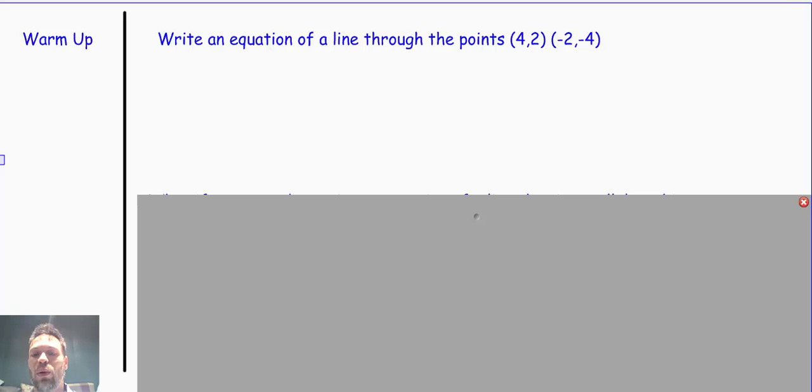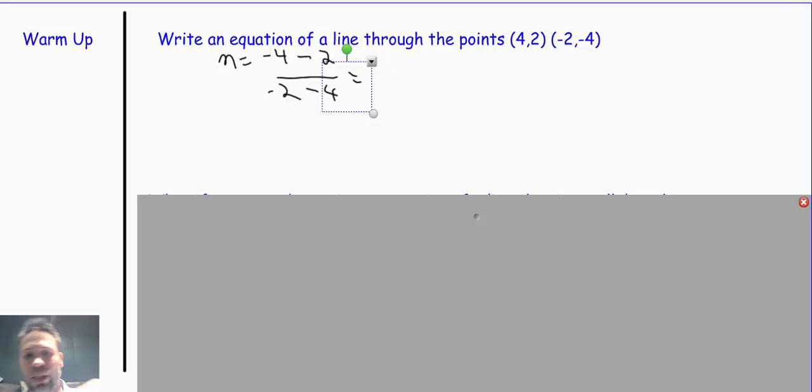Write an equation of a line through the points (4, 2) and (-2, -4). This is something that we've done already. So the first thing that we would have to do here is find the slope. So m is equal to y2, which is -4, minus 2, over -2 minus 4. We'd simplify that and we would get -6 over -6, which goes to +1. Okay, +1. So our slope for this line is +1.